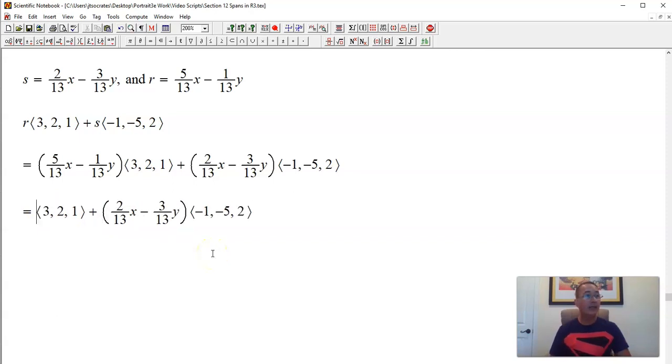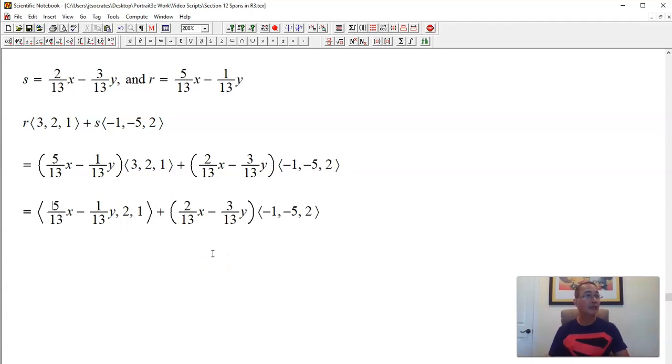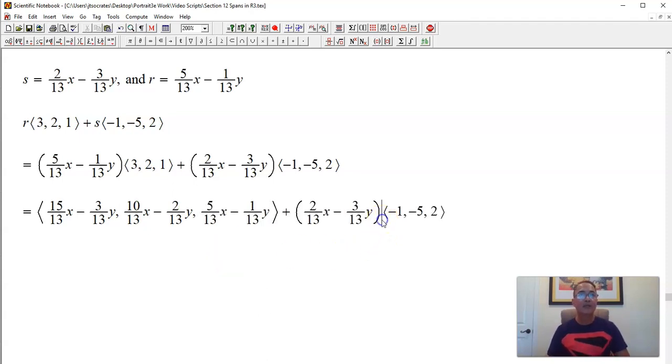So I'm going to copy that, and I will multiply it by 3, so that becomes 15 and 3. And then we will multiply by 2. So now we have 10 minus 2, and multiply by 1. We don't have to do anything. So let's do the same thing here, where we have to multiply this scalar into the vector. So first we will multiply by negative 1. So we get minus 2x and then plus 3y. And then by negative 5. So we are going to get negative 10 and positive 15. And finally, we will multiply by 2. So we are going to get 4 minus 6.